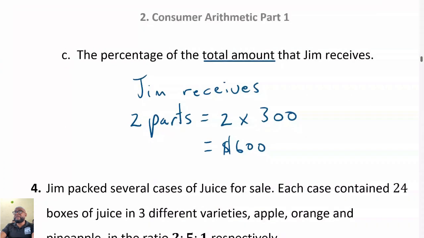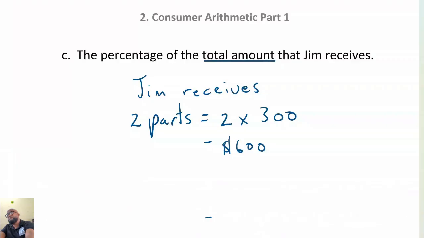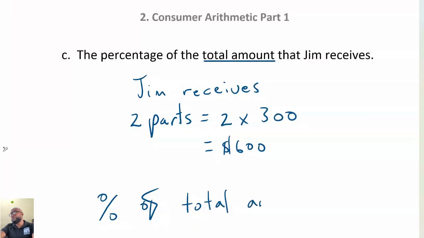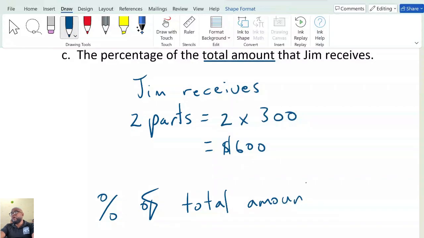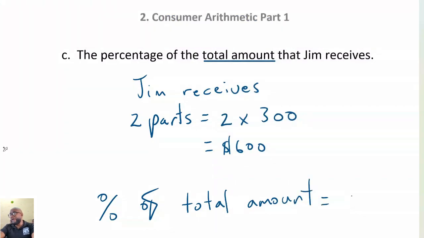So if I want to find percent of total amount, right? No matter what you do, the 'of' goes underneath, whatever comes after 'of' goes underneath. So it will be over the total amount, right? So whatever happens, the 'of' must go underneath. So the total amount was 3,000. Everybody agrees? So they want Jim's share as a percent of the total amount. What was Jim's share? 2. Right, how much money?